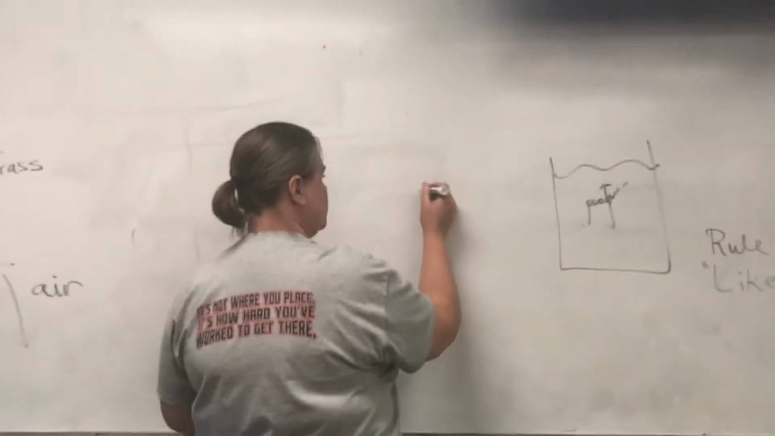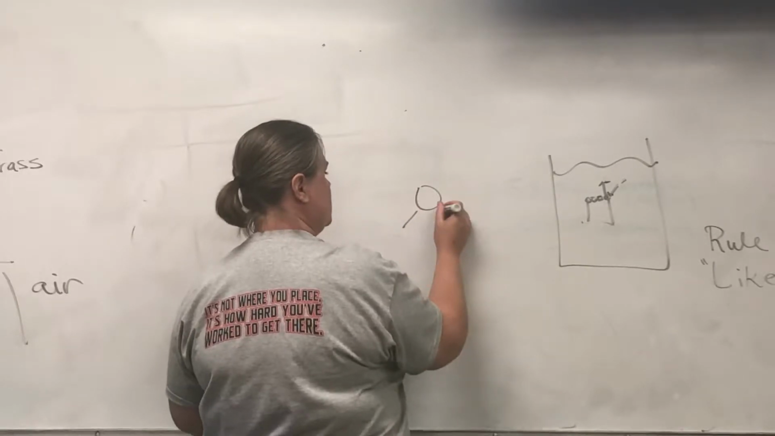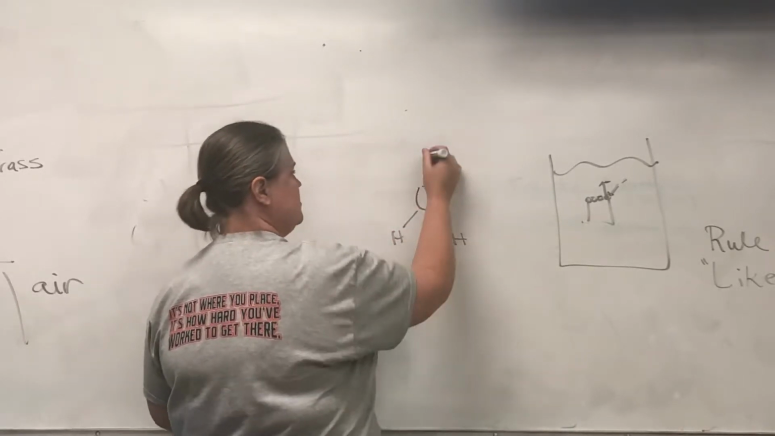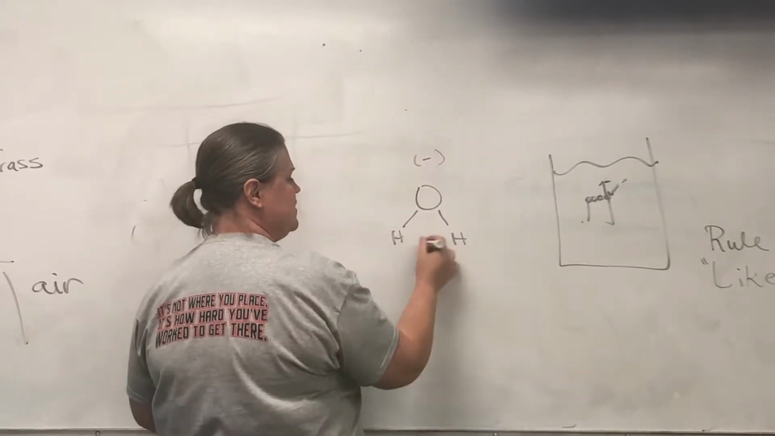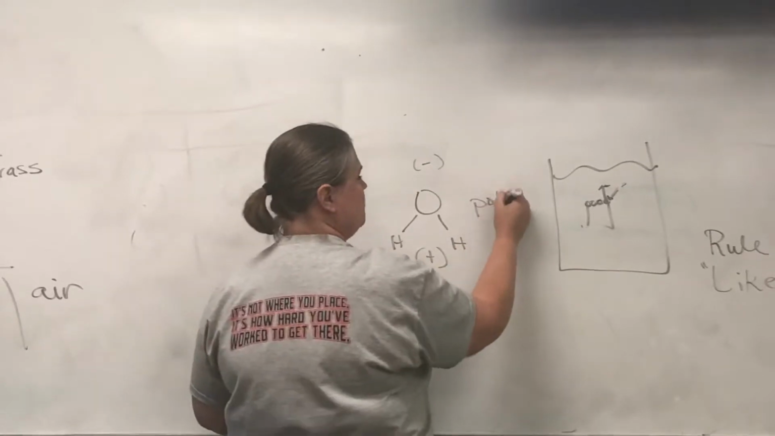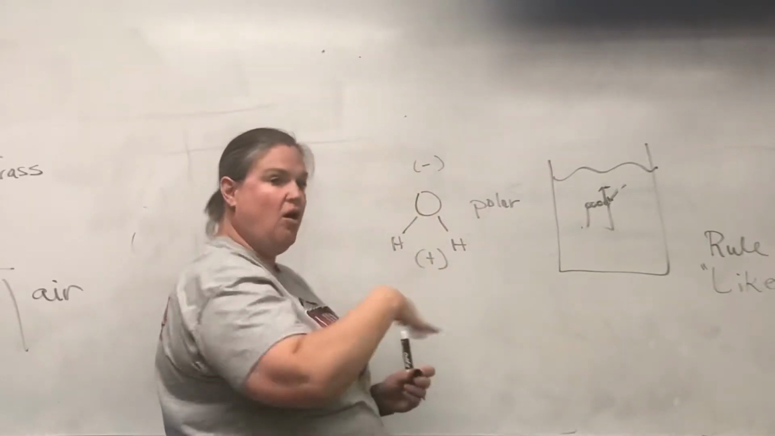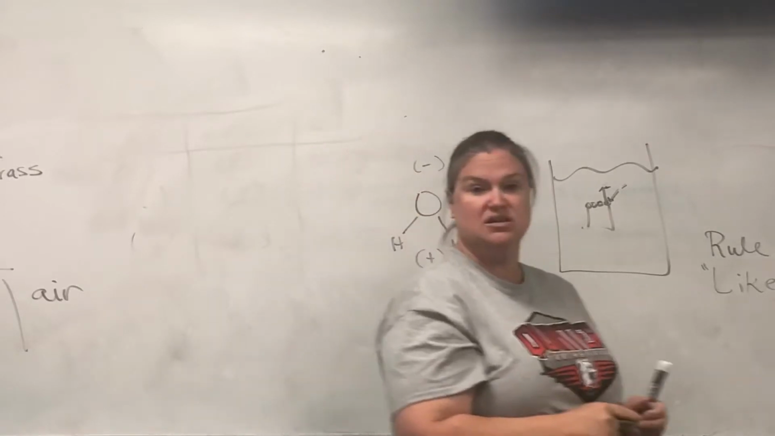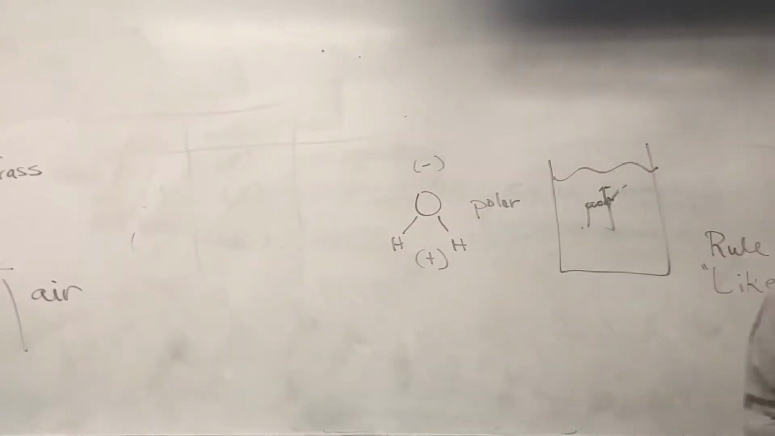So water, which is H2O, you have oxygen and your two hydrogens. This side is kind of negative, this side's kind of positive, so this is polar. If it's the same all around, it's nonpolar. Oil is an example of nonpolar.